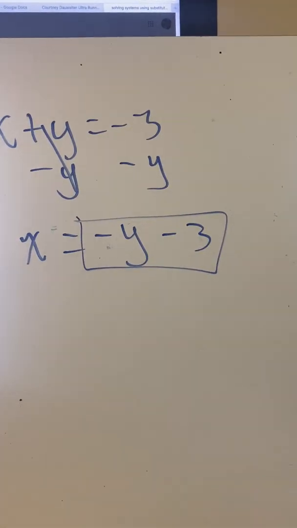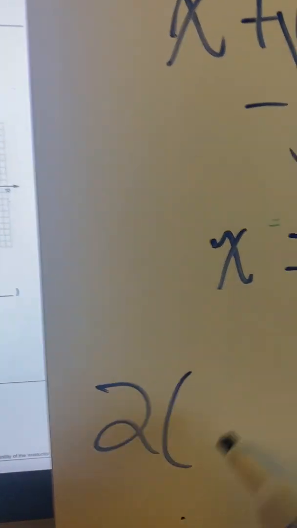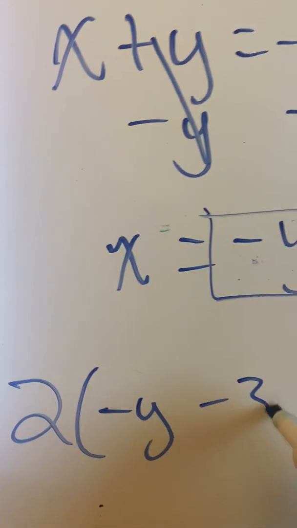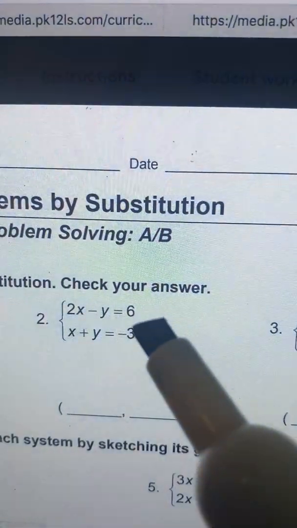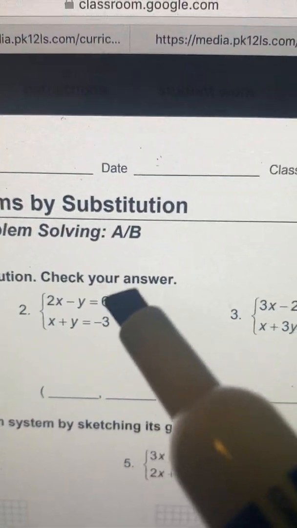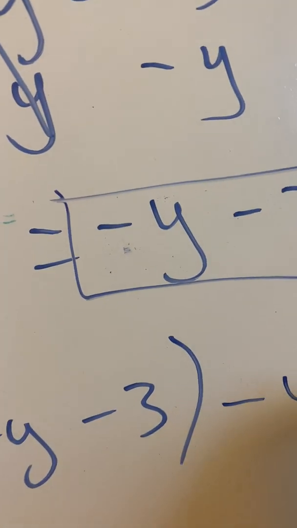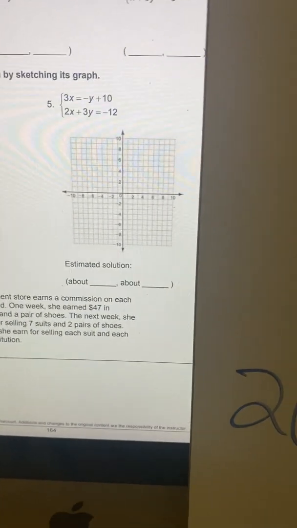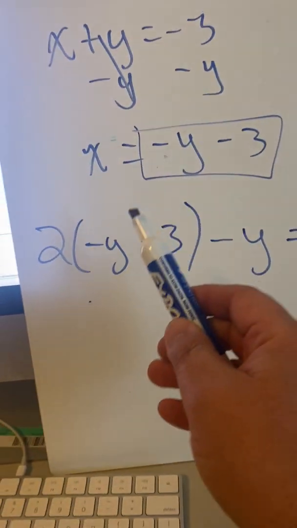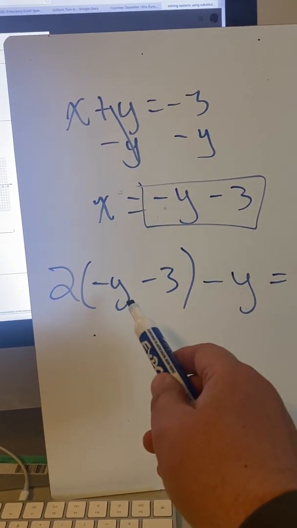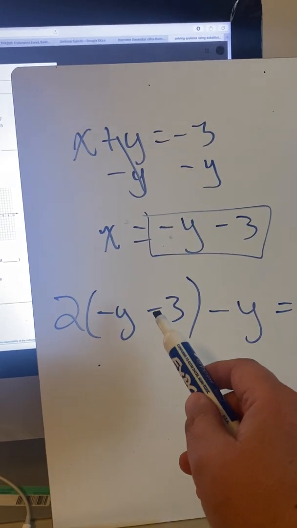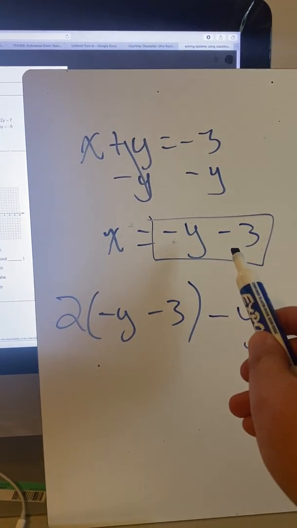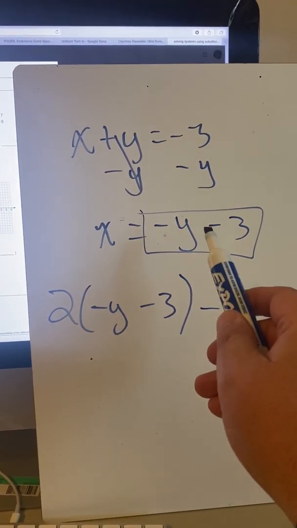Now, I have to take that chunk and substitute it in for the x in the top problem. So the x changes into negative y minus 3 in this one. 2 times the quantity of negative y minus 3, minus y is equal to 6. All I did was change the x value in the original one, 2x minus y equals 6. I changed the x into what it told me x was. X is this, negative y minus 3.